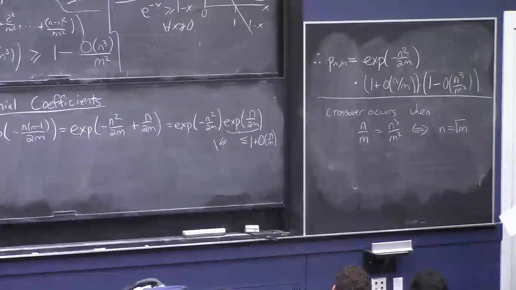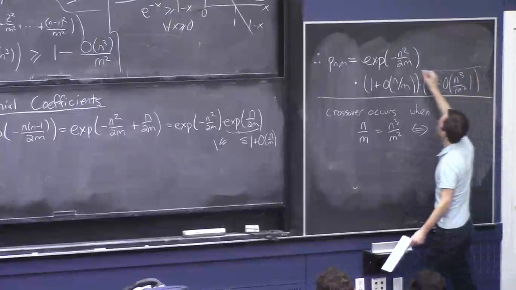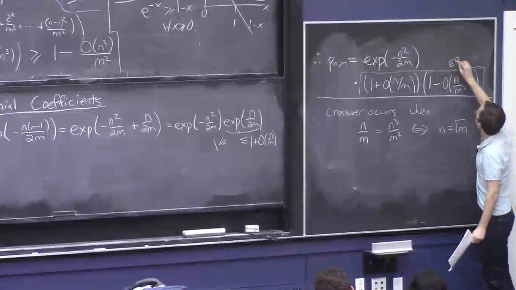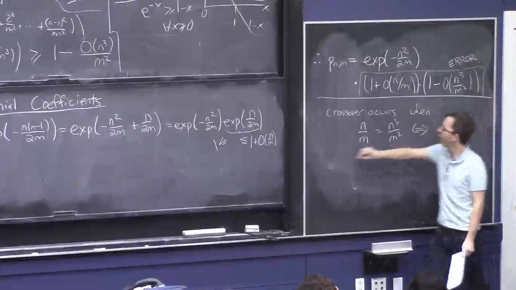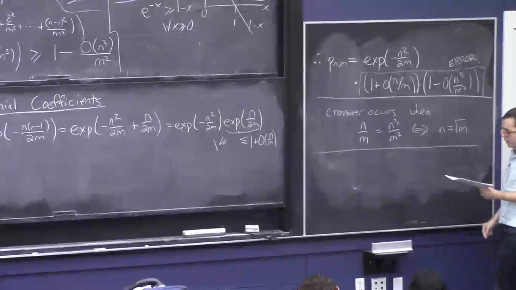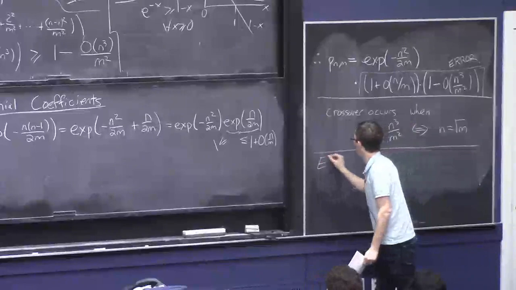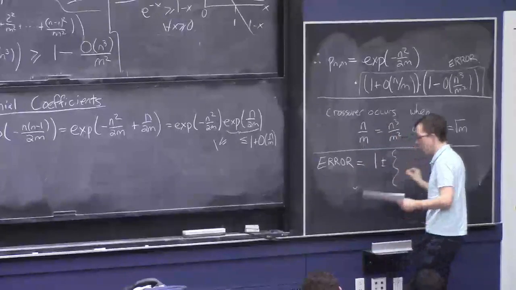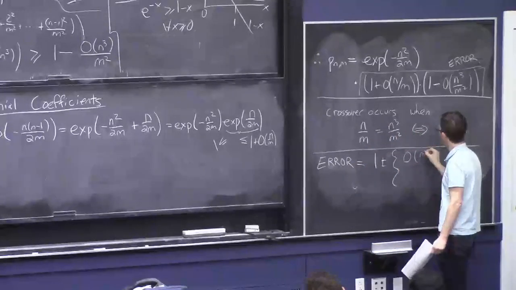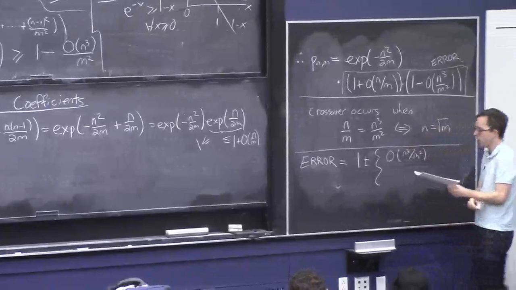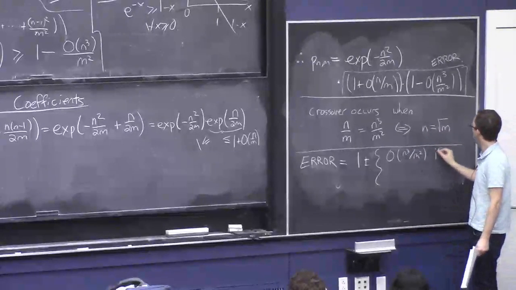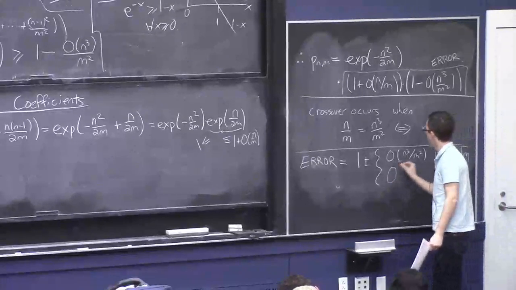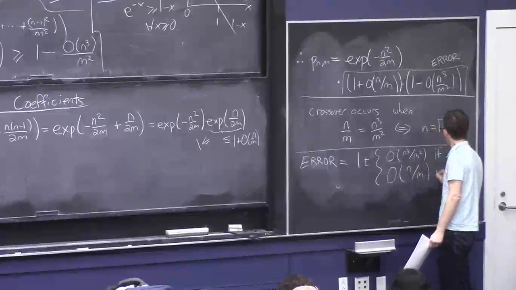OK. So what we can say, if we call this piece error, is that the error is 1 plus or minus order n cubed over m squared. This one's bigger when n is small, when n is less than root m. And order n over m if n is bigger.